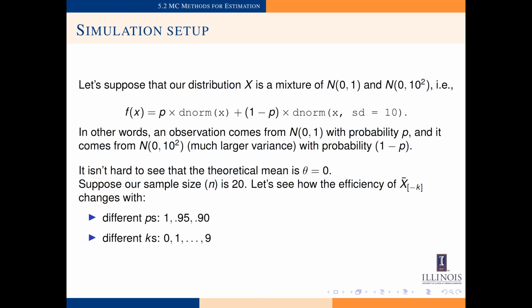k equals 0 corresponds to the case where we are not getting rid of any of the 20 samples, so we just calculate the untrimmed mean, the traditional x bar. And k equals 9 corresponds to the case where we are trimming the top 9 and the bottom 9, and we are just calculating the mean of the middle two samples. That's our median, actually. So let's see how the MSE of x bar negative k changes with these two factors.